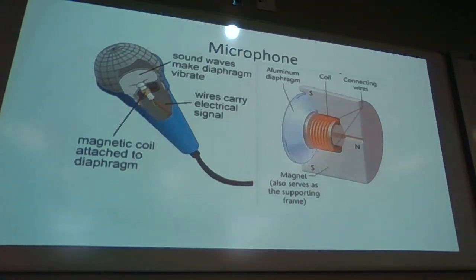What happens when you get a coil of wire going back and forth, experiencing a changing magnetic field? What happens? What happens when a wire experiences a changing magnetic field?